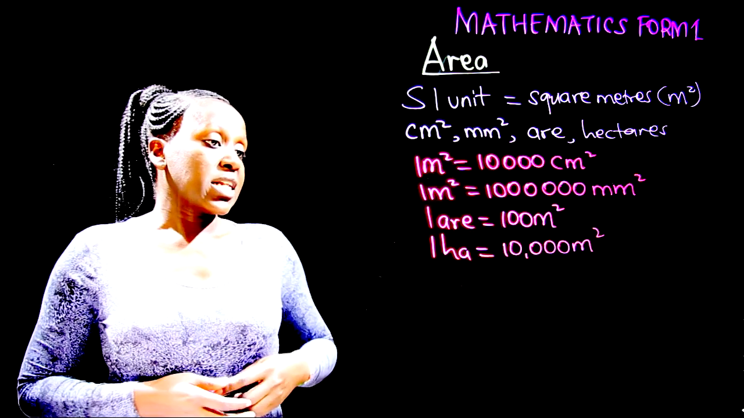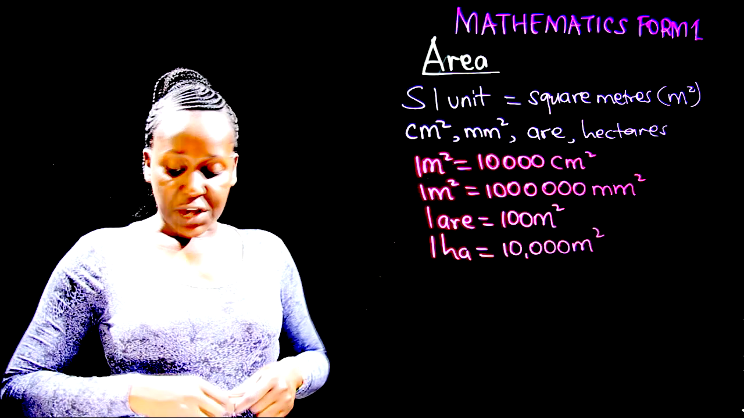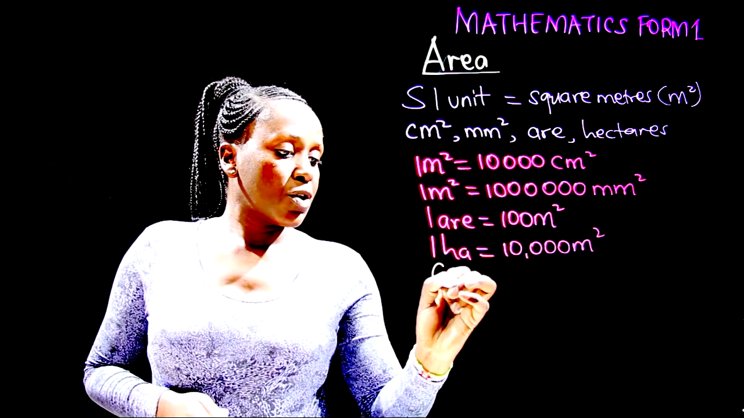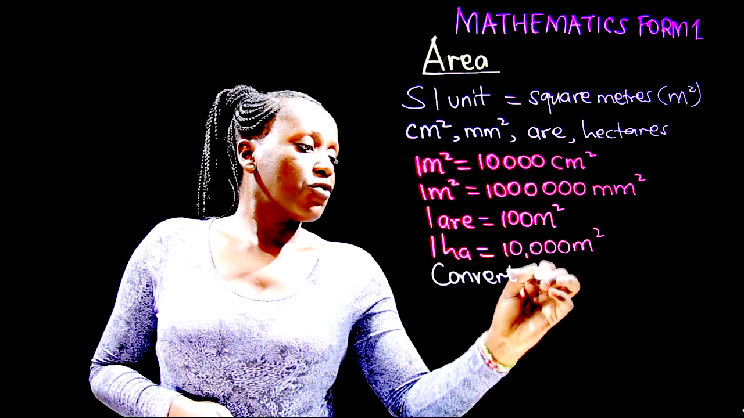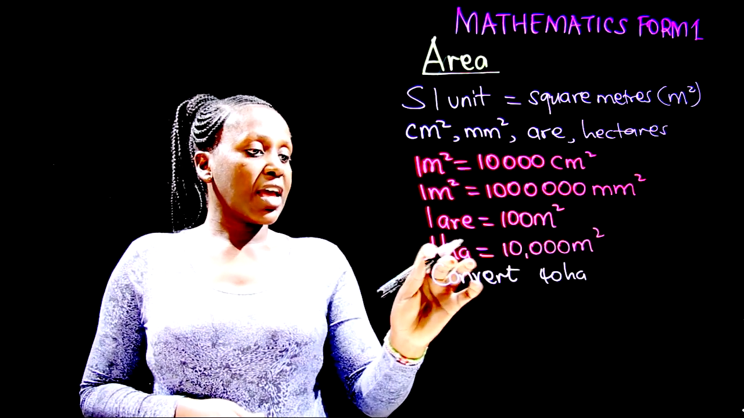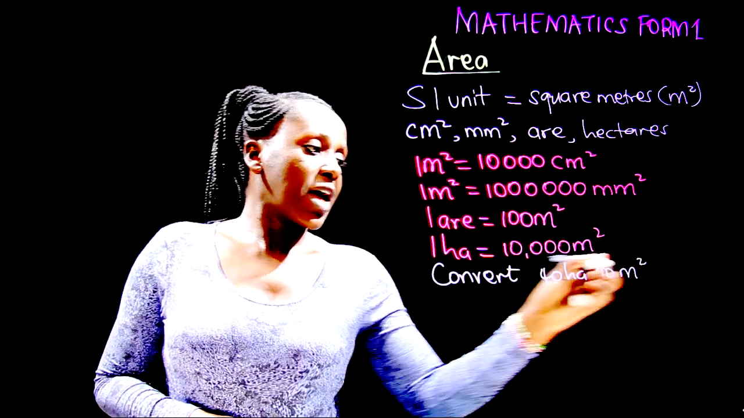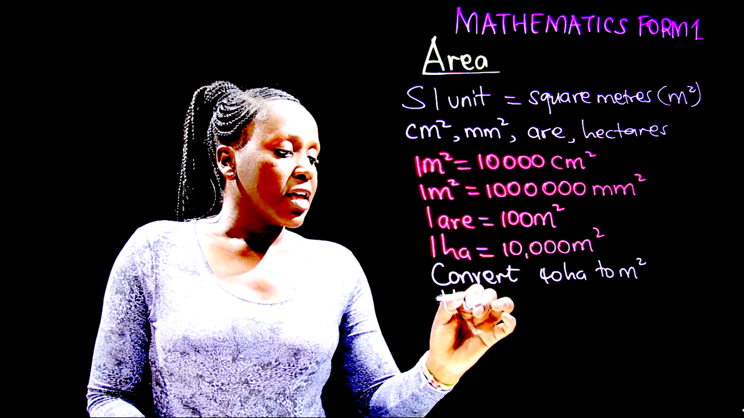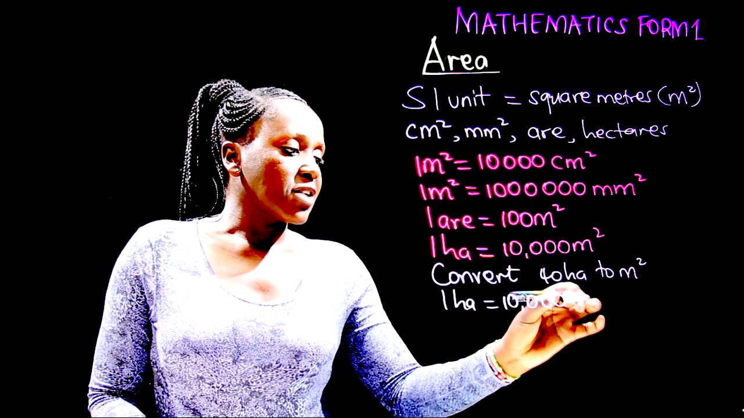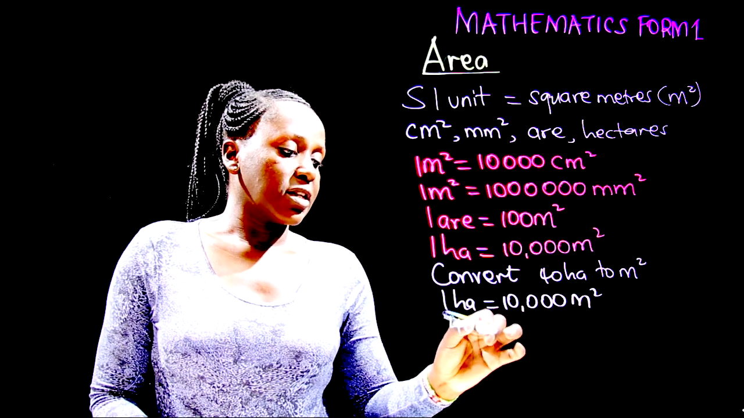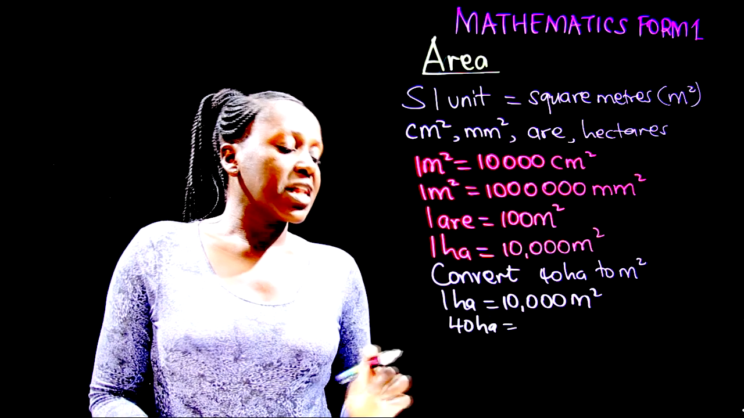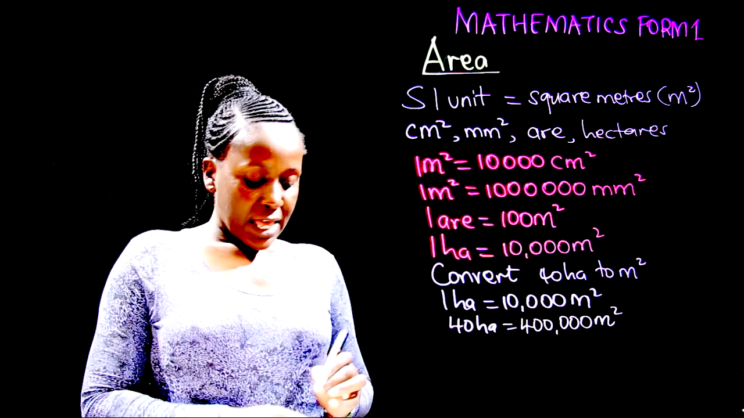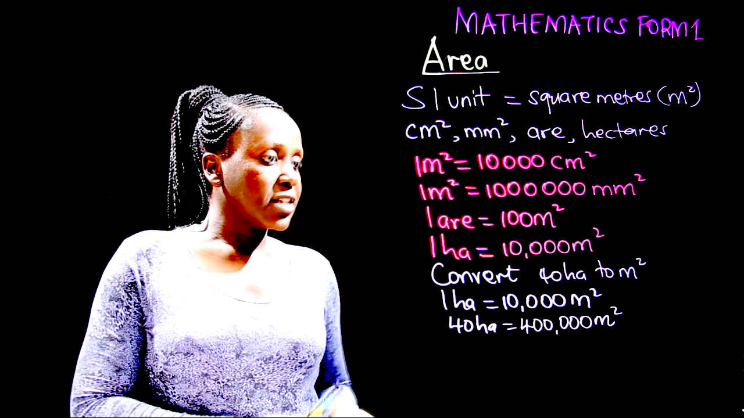So you can always use these relationships to convert between any two units of area. So we're going to do some conversions here. We're going to convert 40 hectares, denoted by ha, to meters squared. For us to convert, we just have to use the relationship that 1 hectare is equal to 10,000 meters squared. What about 40 hectares? This will mean that we multiply 40 by 10,000, which is equal to 400,000 meters squared.